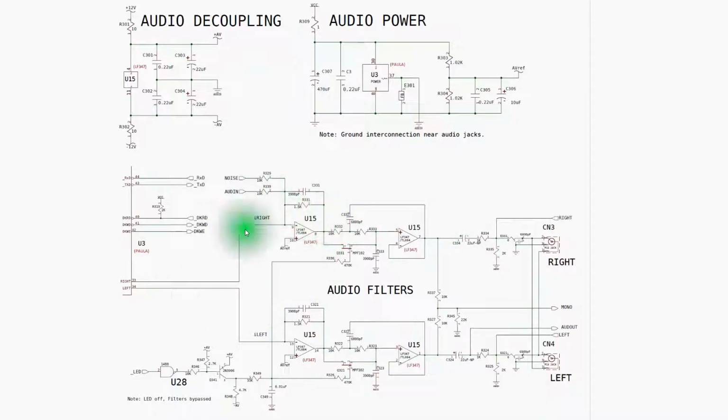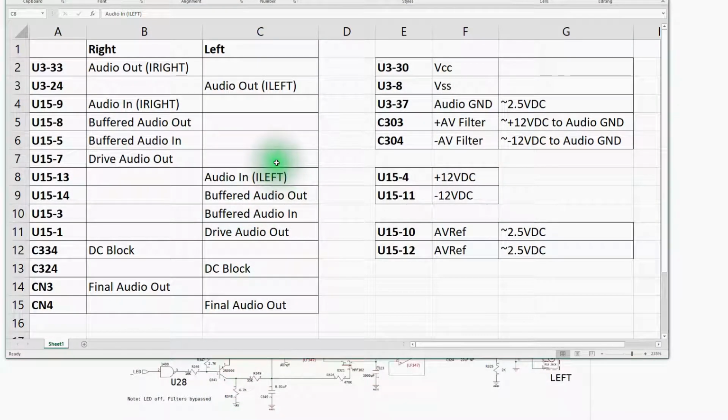So really, there's a signal path here, and to capture a probing list for the signal path, I created this little Excel spreadsheet. What we've got here is the Paula chip audio outs, in this case for the right channel. We come into that first op amp that's got that audio voltage reference, about 2.5 volts on one side of the op amp, and then the audio in from the Paula on the other side.